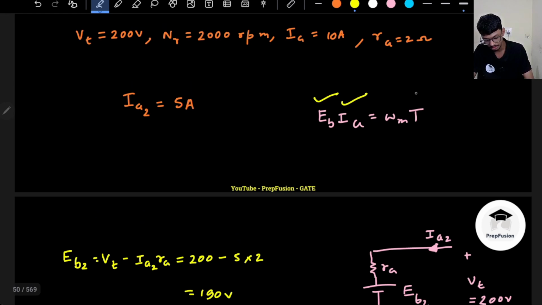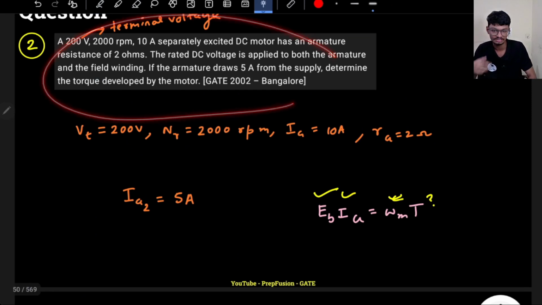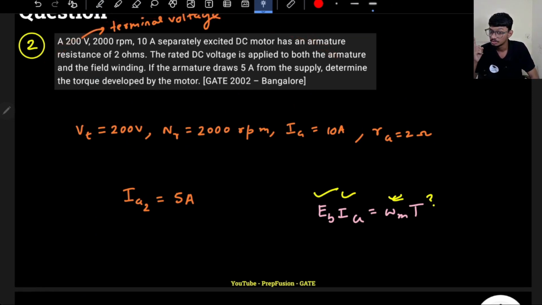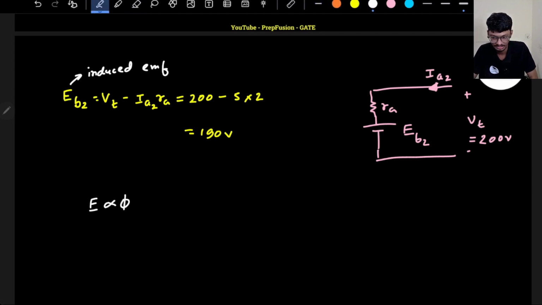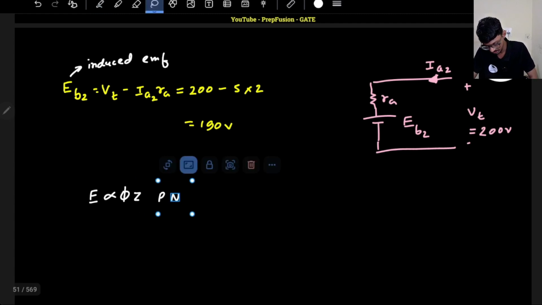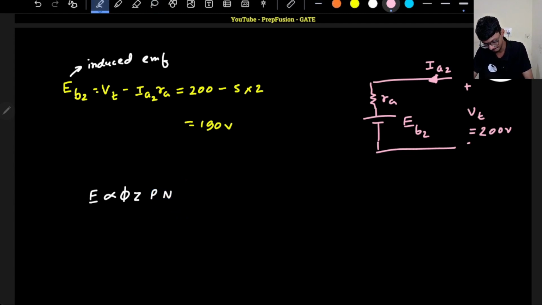I know Ia. I have to find out the torque developed. Do I know omega m? Nowhere have they mentioned the speed in the second case. How do I find out the speed in the second case? So again we have to come back to this basic formula. This is the induced EMF, right? Induced EMF E is proportional to the flux per pole, which will not change for a separately excited machine unless and until mentioned, the number of conductors, the speed of the rotor, and the number of poles. So all these are actually constant, right? This phi, Z, P all are constant. What is changing?